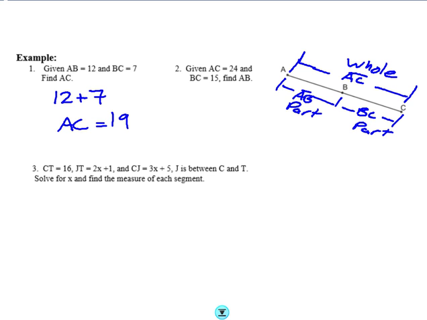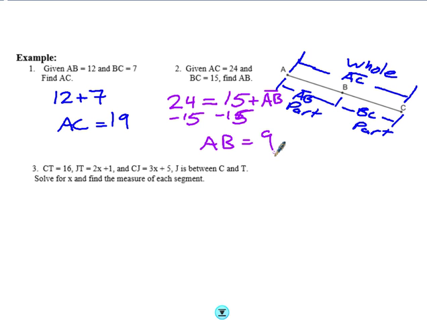Let's take a look at the next example. The next example says that AC is 24. So AC is the whole thing, and the whole thing equals part plus part. BC is 15, that's a part, and they want to know what AB is. I don't know what AB is, so to solve this little algebra equation, we're just going to subtract 15 from both sides. 24 minus 15 is equal to 9. So we get AB is 9.